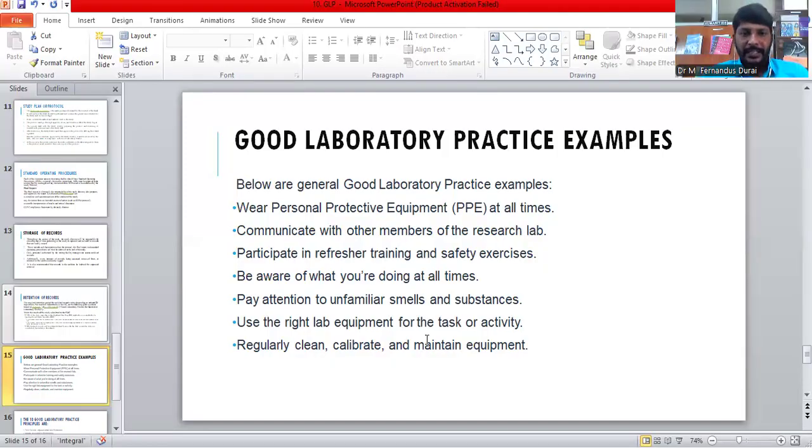Use the right lab equipment for the task or activity. It's very, very important. You know the procedure, you know the method, you know how to do it, you have the chemicals and all, but the equipment should be perfect. It should be in good condition. Then only you will get the exact results. Regularly clean, calibrate and maintain the equipment. The calibration is very, very important, and the cleaning is very, very important, before and after doing the test, and the maintenance too.